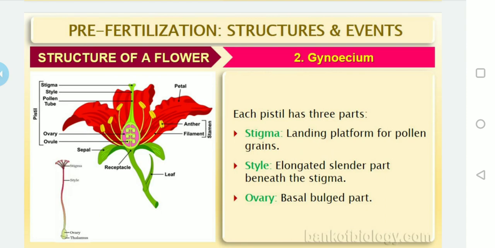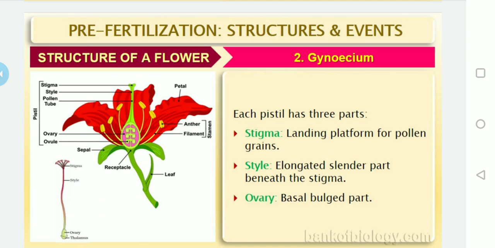Generally in botany we always consider hibiscus. The hibiscus flower we use in our practicals also, and surely we will use it in the coming days. Here I have given the complete diagram. Observe carefully. This is a complete flower, containing both male and female reproductive structures, isn't it? In this, you should observe the gynoecium.